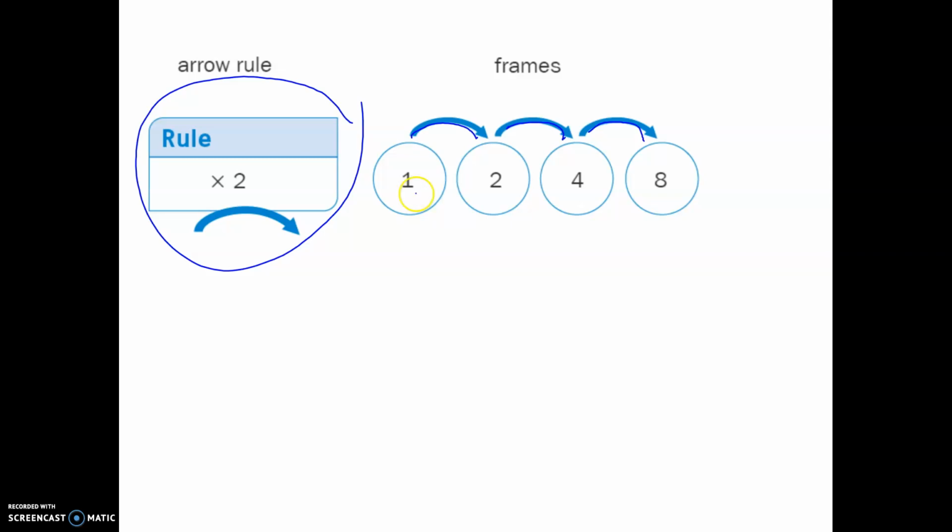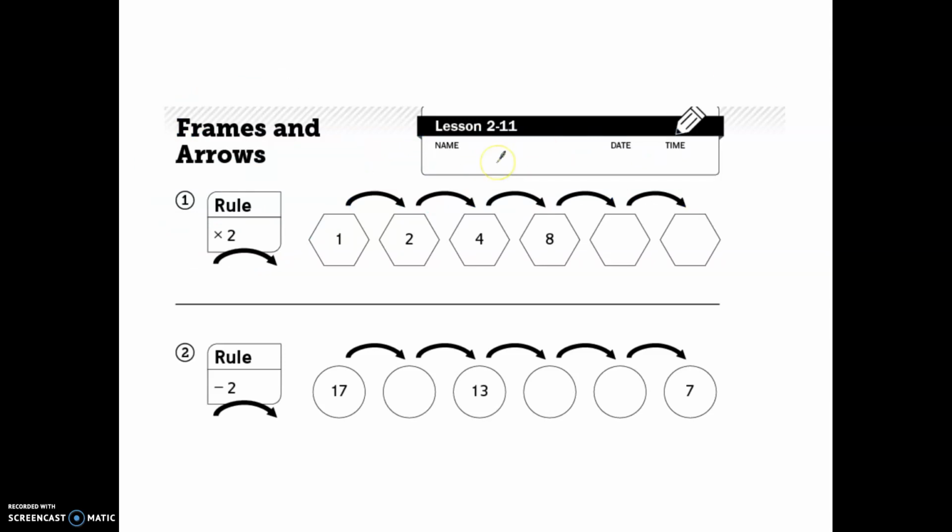1 times 2 is 2. 2 times 2 is 4. 4 times 2 is 8. And to our next one. So we can keep going. Here's our arrows, so we're going in that direction. My rule is times 2.